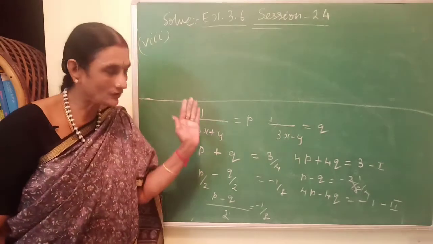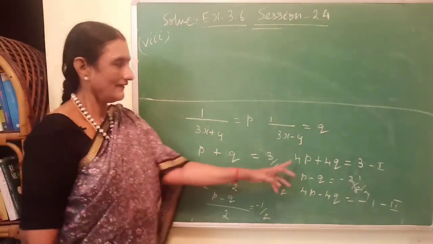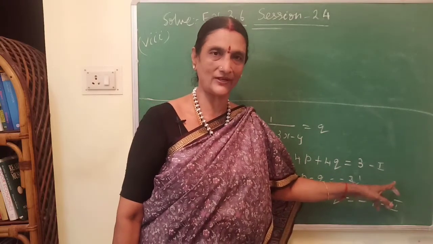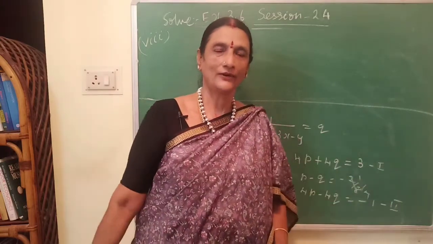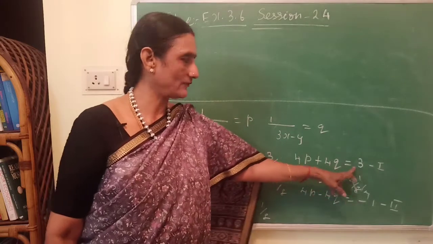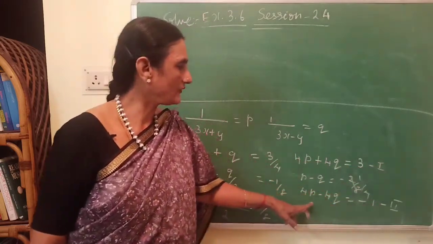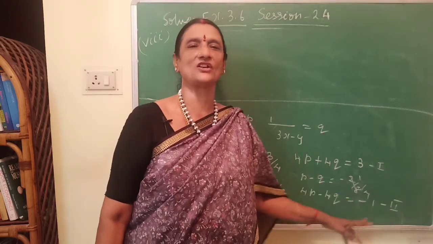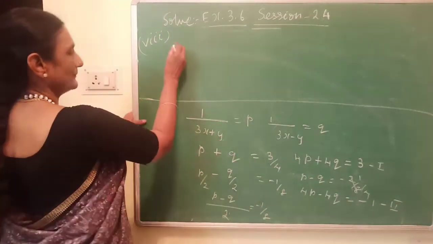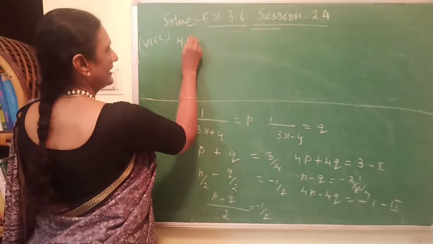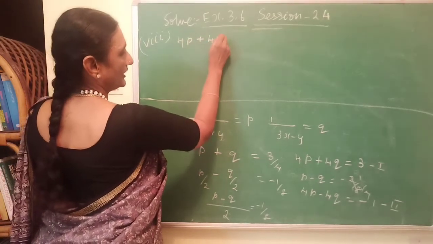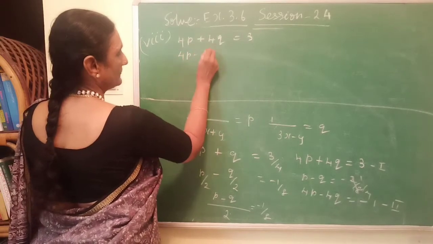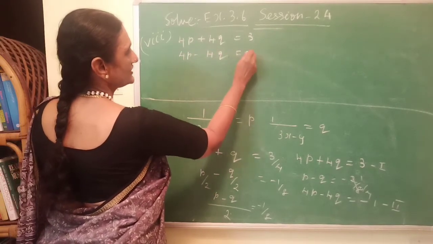Now once again you go through the equations. We have got 4p plus 4q is equal to 3. That is the first equation. We have balanced. Okay. So it is 4p plus 4q is equal to 3. And 4p minus 4q is equal to minus 1 as the second equation. That is also balanced. So I am writing both the equations once again. 4p plus 4q is equal to 3. And 4p minus 4q is equal to minus 1.